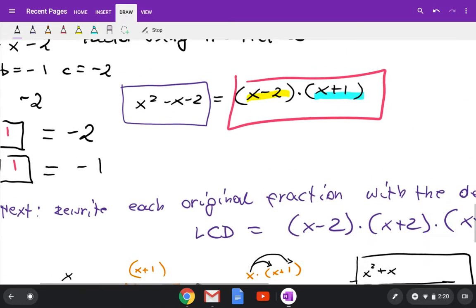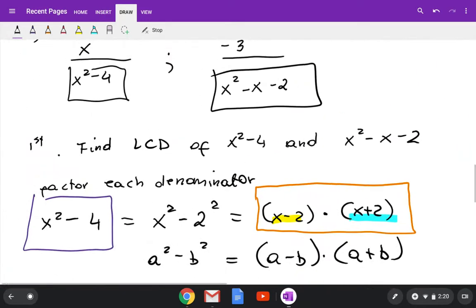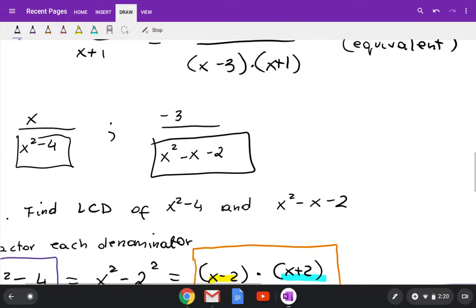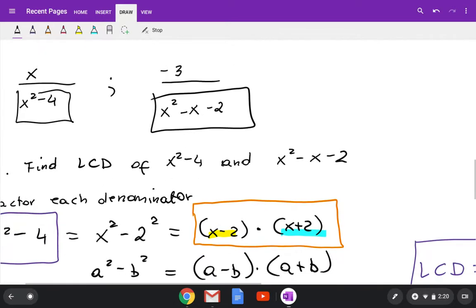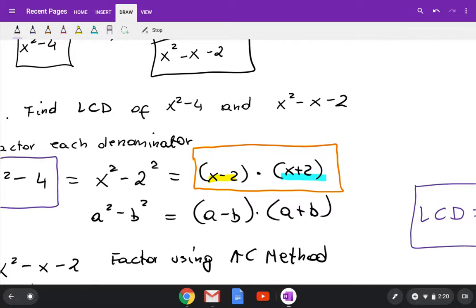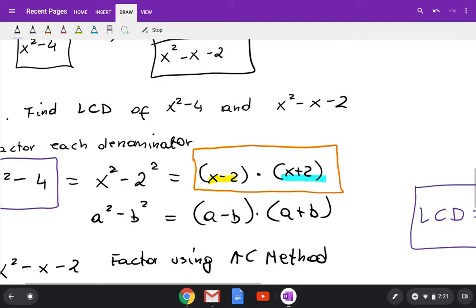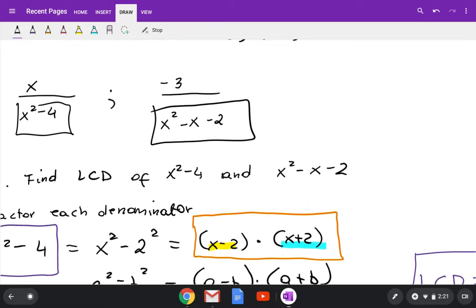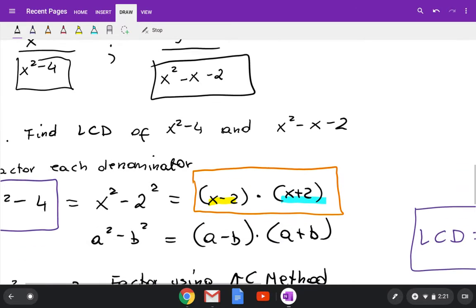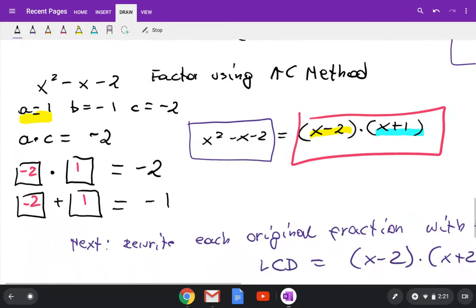We're going to do exactly the same work. We're going to take the second original expression. Okay, so we're going back. And now we're taking the second original fraction, which is negative 3 over x squared minus x minus 2.